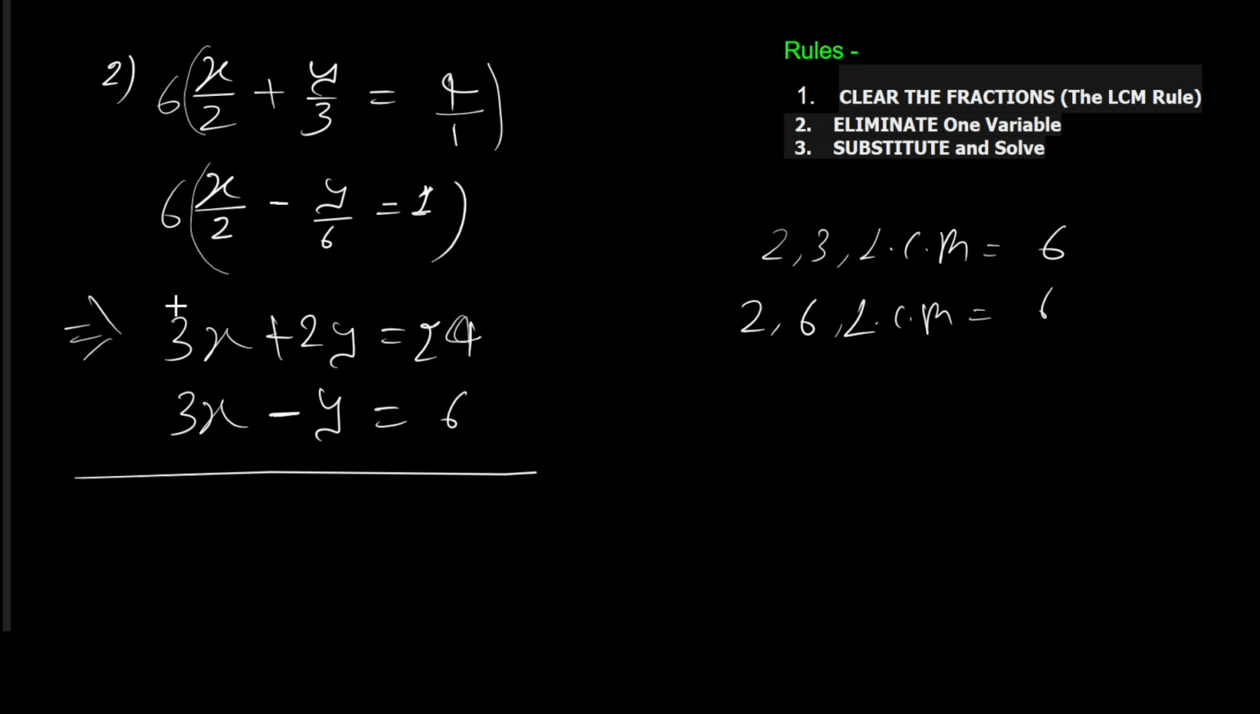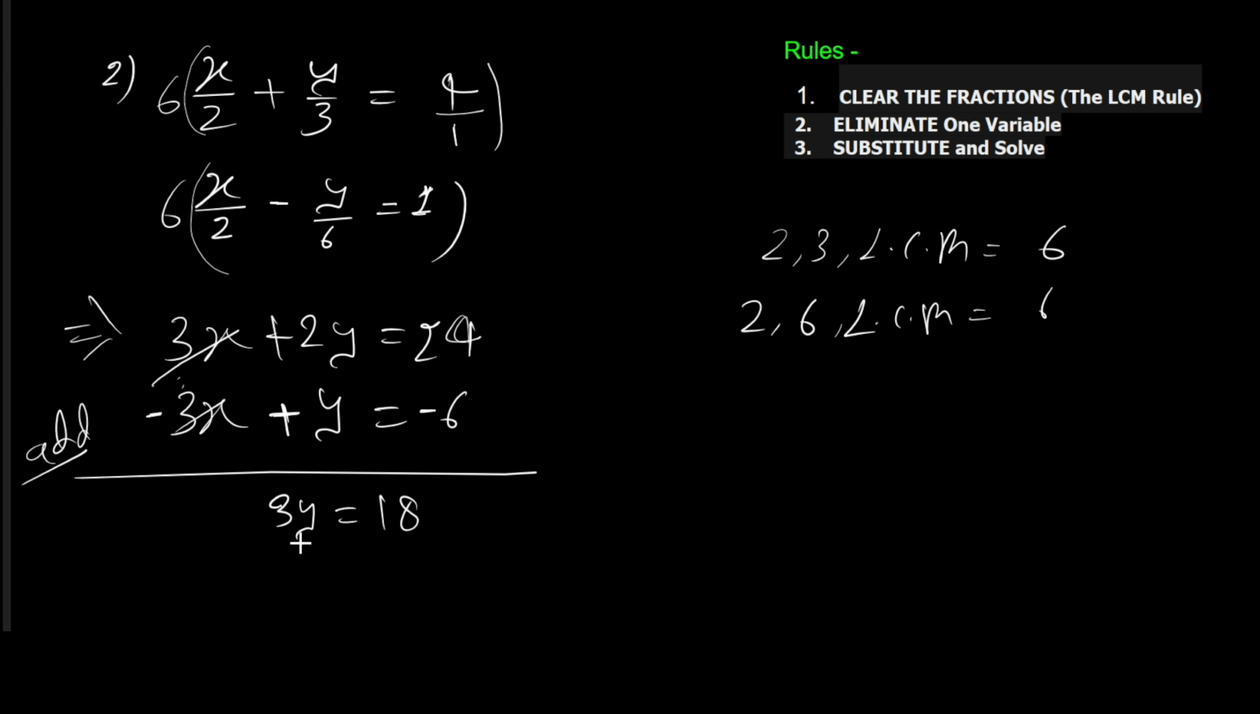Now if you take a look at the first part of these equations, we have a common coefficient of x. So we just have to make it negative to eliminate this x. If I multiply the second equation by negative, it will become negative 3x, and the y term will become positive, and 6 will become negative. Now add these two equations. 3x and negative 3x will cancel out. So 2y plus y gives us 3y equals 24 minus 6, which gives us 18.